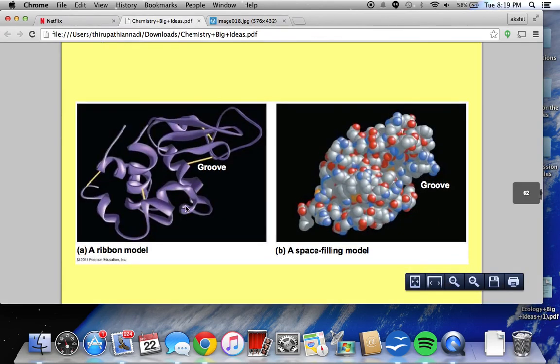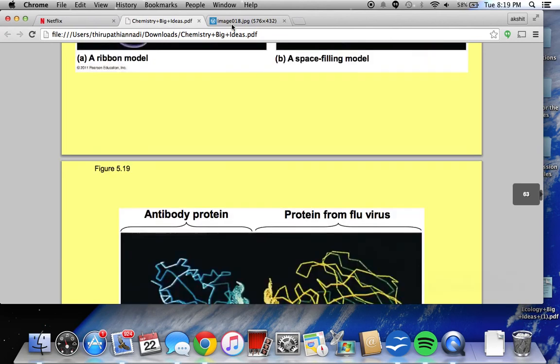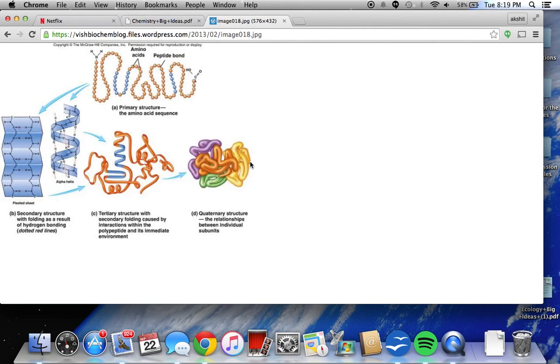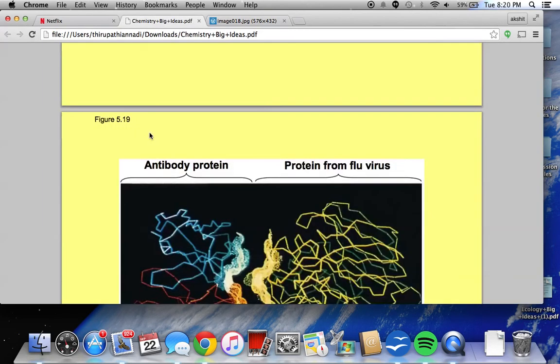So that's basically the basics of protein structure. Again, know what they are and know what types of bonds hold them together. The bonds that hold the tertiary and quaternary structures together are a number of bonds that occur between the amino acids and the R groups.